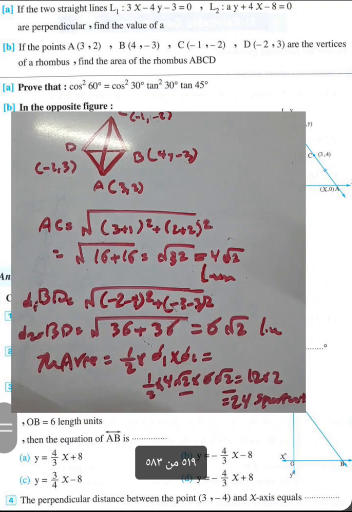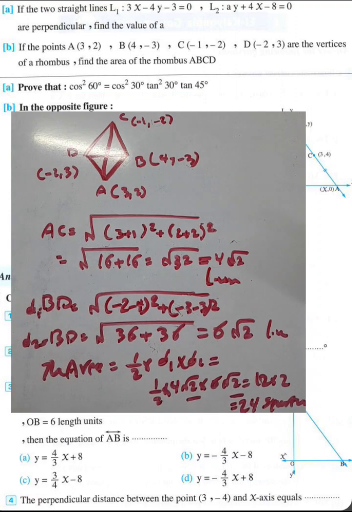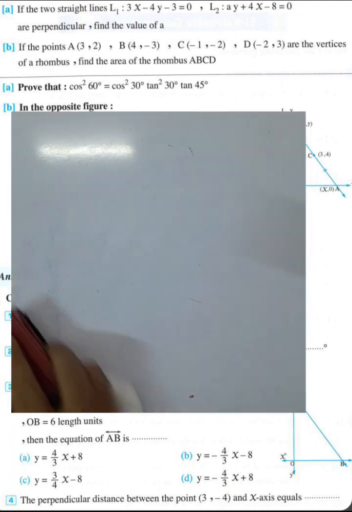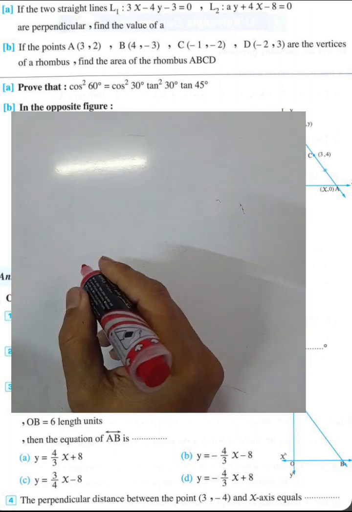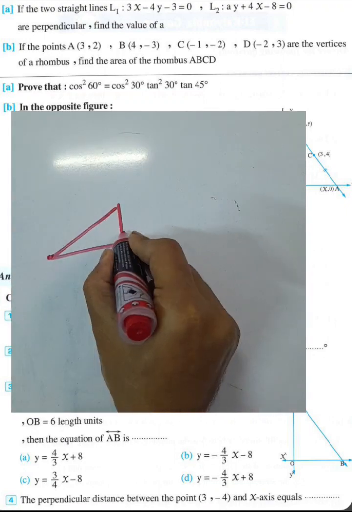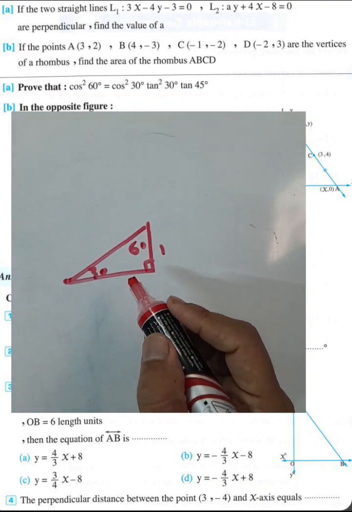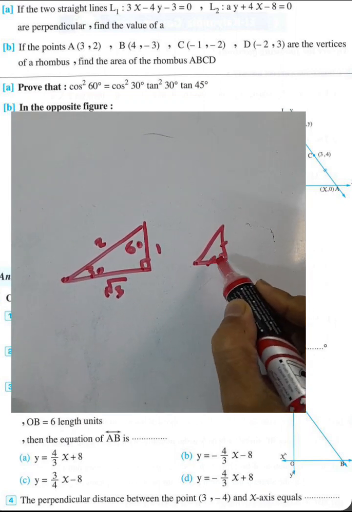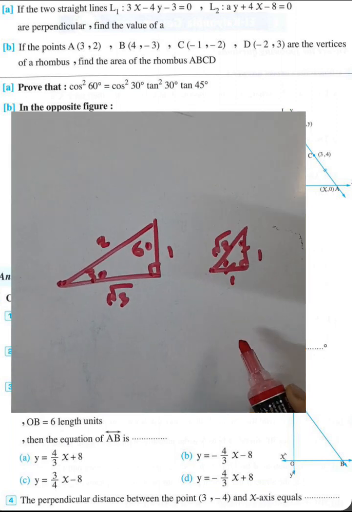Prove that left hand side equals right hand side: cosine power 2 of 60 equals cosine power 2 of 30 times tan power 2 of 30 times tan 45. Okay, you must know the properties of the right angle triangle and the isosceles right angle triangle to solve this example. First step, I will draw the 30 60 triangle. We have 30 and 60. We have 1 here, hypotenuse 2, and here root 3, and we have another triangle 1 and 1 and root 2, and this angle equals 45 degrees.